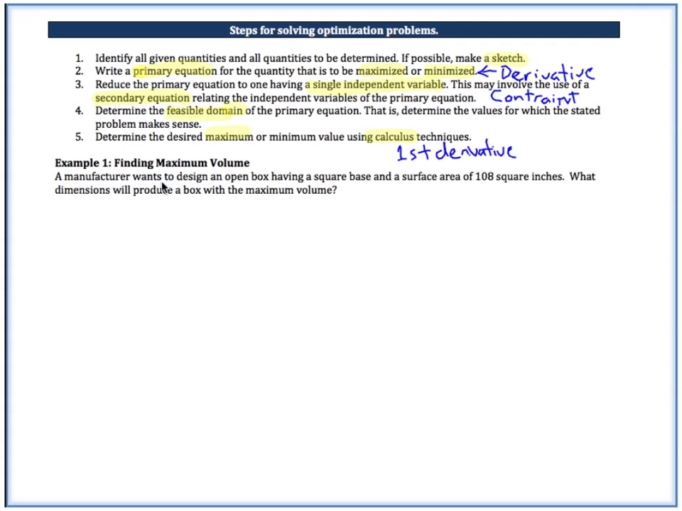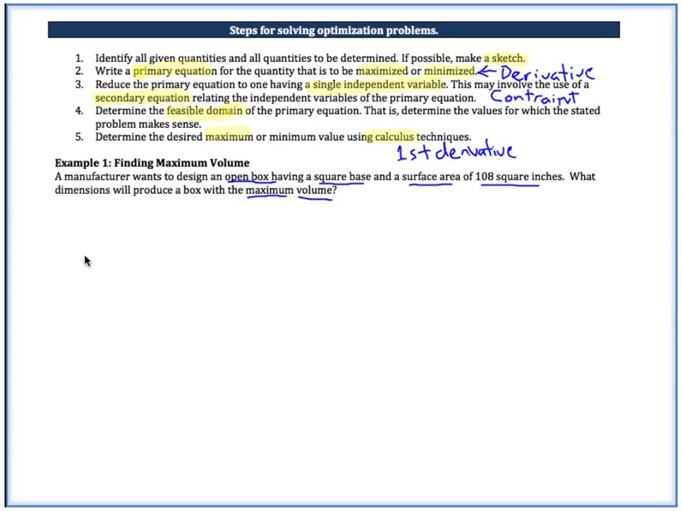So here we go. A manufacturer wants to design an open box having a square base and a surface area of 108 inches. What dimensions will produce a box with the maximum volume? So a couple things here. We were looking for maximum. We're also looking for volume. We have an open box with a square base and then a surface area of 108 inches.